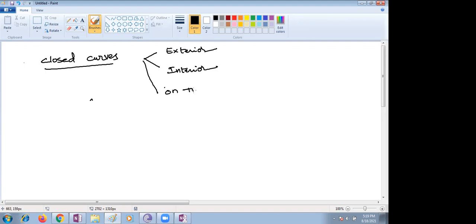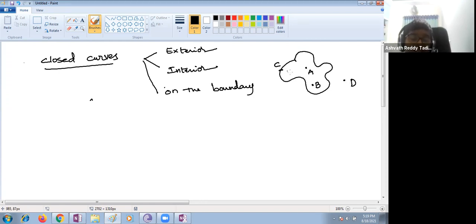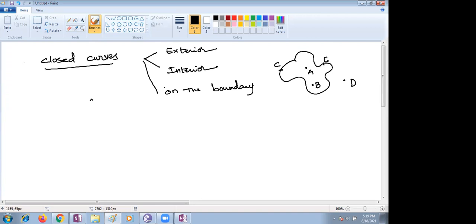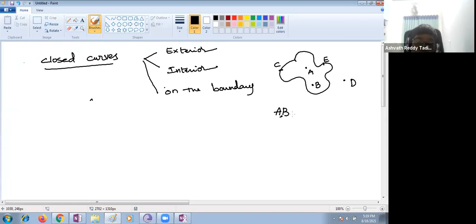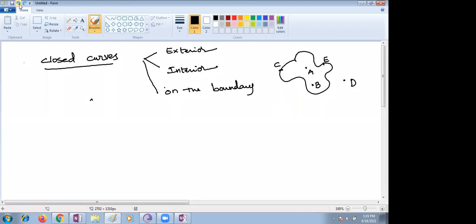Suppose this is my curve, like an amoeba. In this, I'm taking a point A inside the closed figure, point B somewhere, point C somewhere, point D, and E I'm taking here. Now you have to check which points are interior. A and B are interior, C and E are lying on the boundary, and D is outside, exterior.